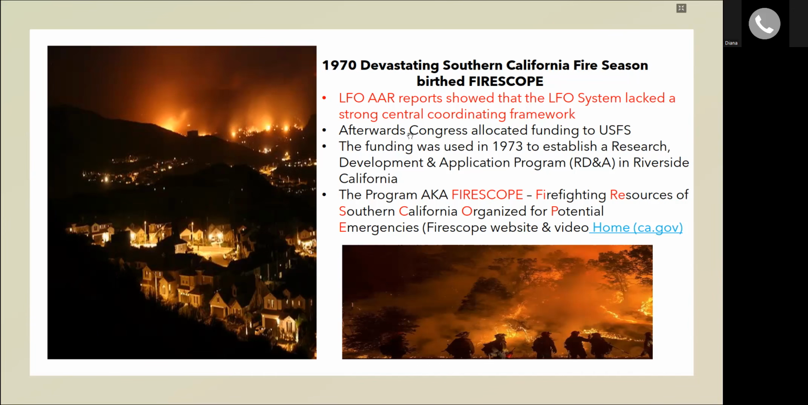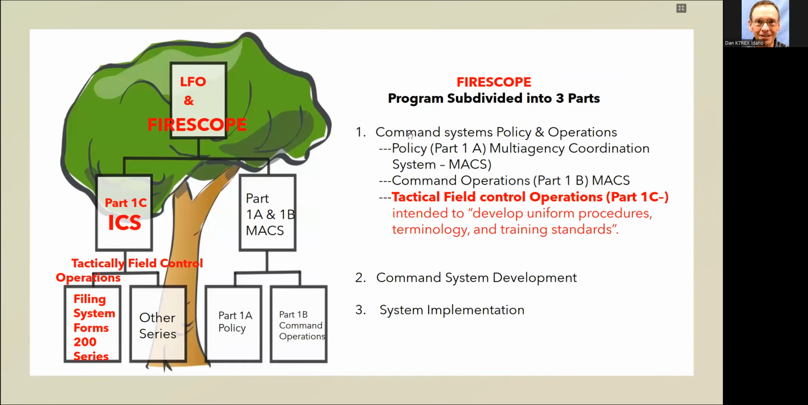On this slide, I've given you a live link that you can actually go onto the FireScope website. They have a really great video there, not only giving you more of the details of the history, but also talking about how they handle communications at this time, including now data communications. Next slide, please.